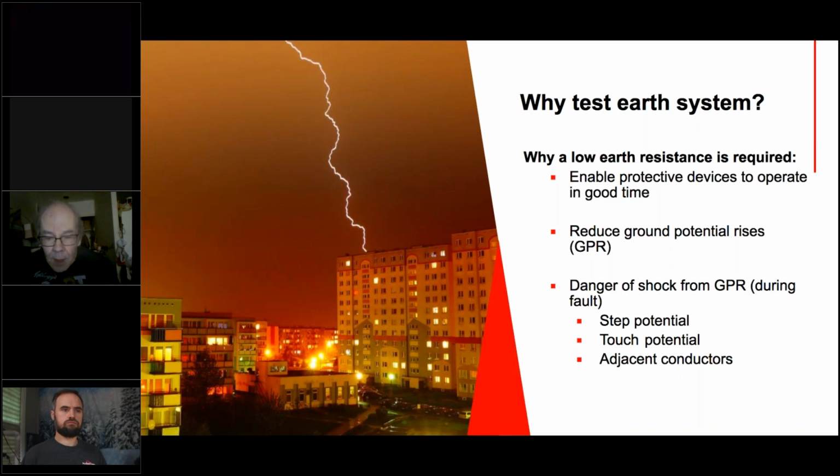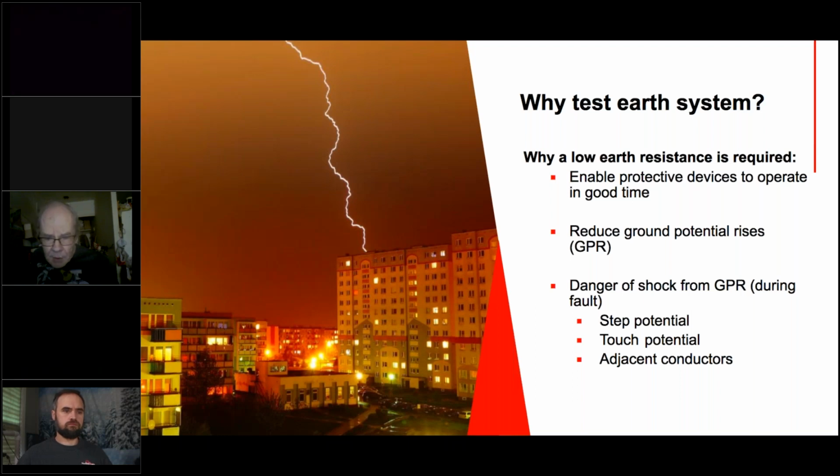Okay, why do you want to have low resistance? Well, of course, one of the main things that people think about is you want to help out the circuit breakers and the protective system so that they'll sense fault disturbances, current disturbances, and they'll trip on time. And you want to reduce potential rises. So basically, you don't want your equipment to become energized and become a source of shock.